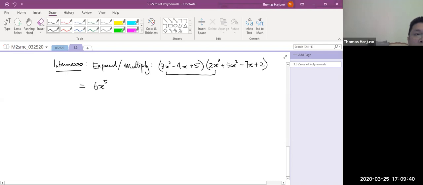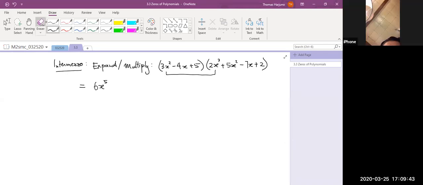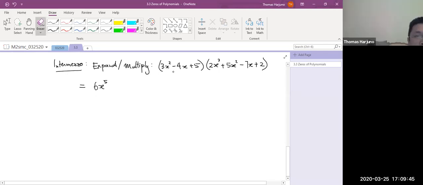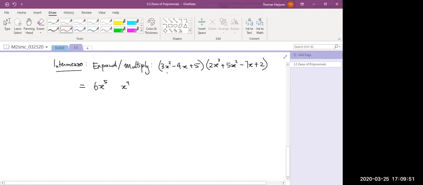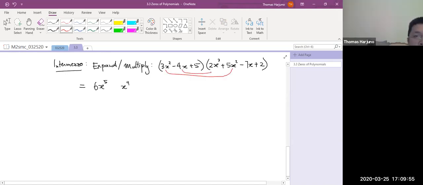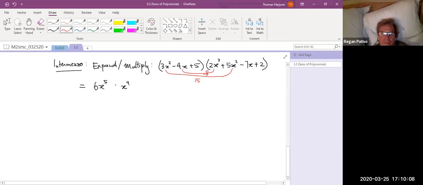Everybody okay? Now let's see. The next one is x to the 4th. What makes x to the 4th? This guy here and this guy here. The first pair gives us positive 15. The second pair is negative 8. What will that be? 7. Plus 7x to the 4th.